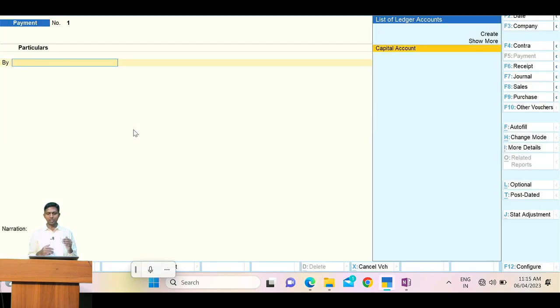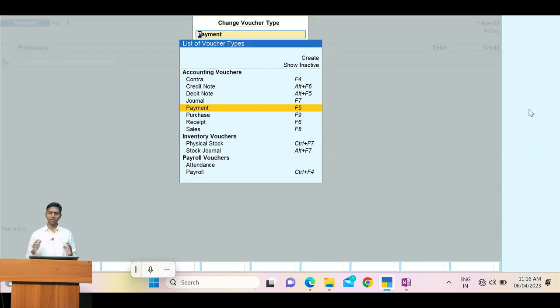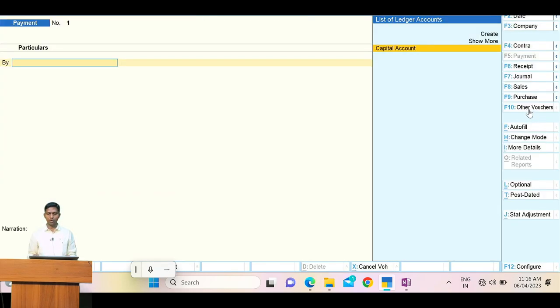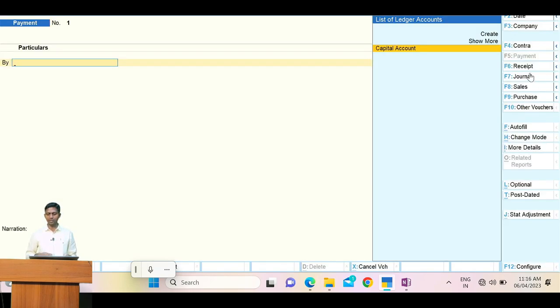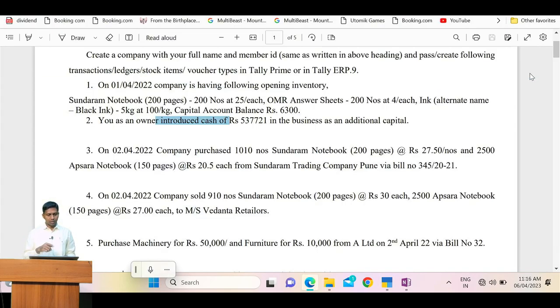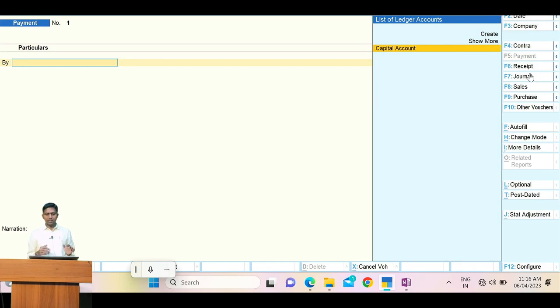As far as vouchers are concerned, we have vouchers like contra, receipts, journal, purchase, sale, other vouchers, and so on. Auto fill, change mode, and so many other types of vouchers are there, you will get all others in the other category, correct? If you want to activate that, you can activate that also. But right now on our screen, on the right hand side, we have the basic and main vouchers. These vouchers are very easy.